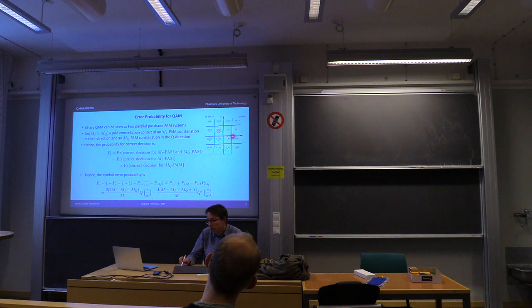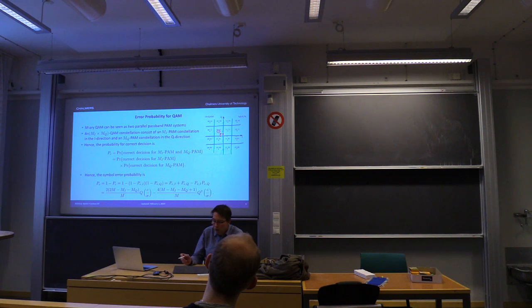So if we look at this as a PAM, if we take the received point, say, and we then project it down to the horizontal axis here, we will make a correct decision along this axis if it ends up in the correct PAM decision region. Okay. And likewise, if we project it onto the vertical axis here, we will make a correct decision if we are on the right decision boundary for the vertical system here.